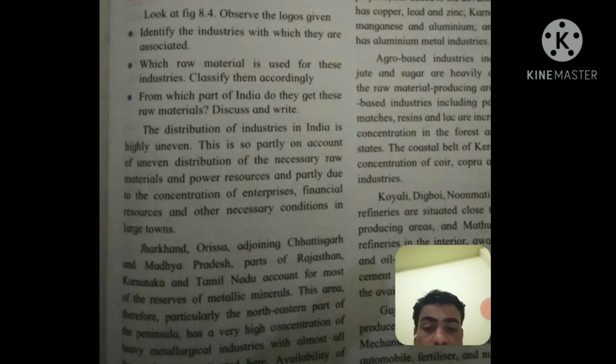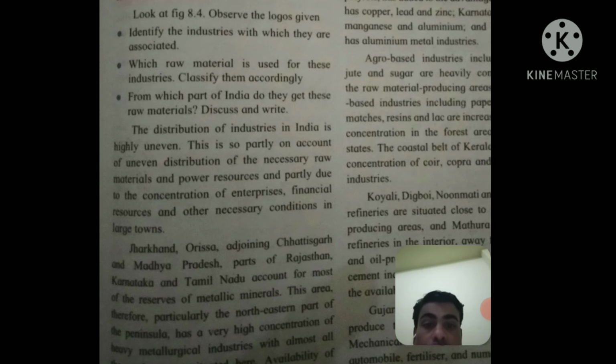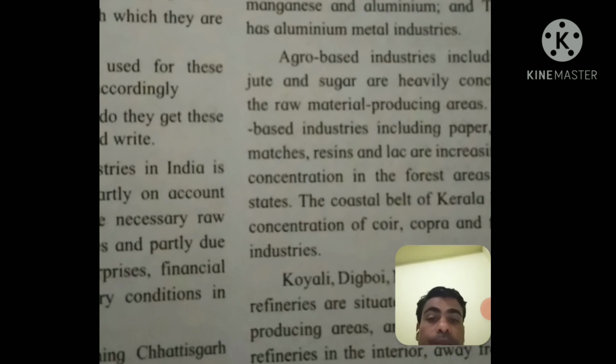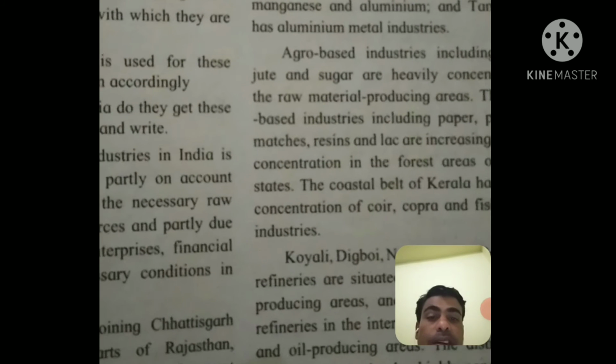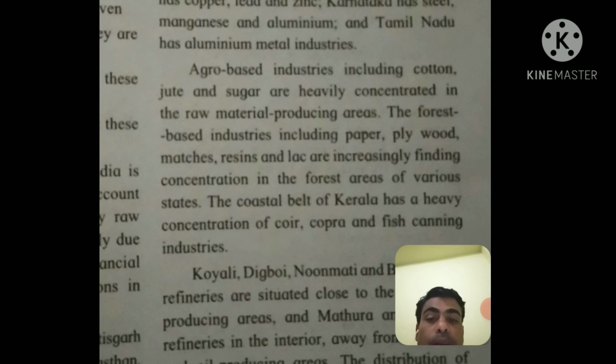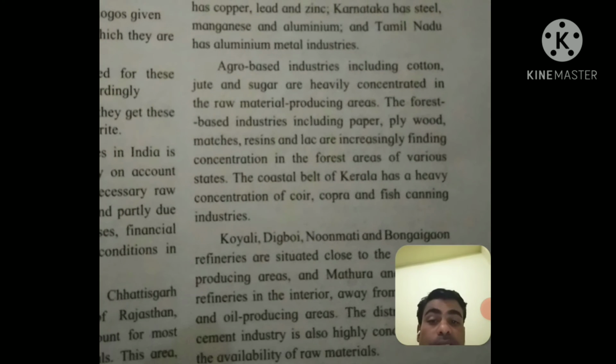Almost all the steel centers are situated here. The availability of large quantities of coal and refractory materials, along with cheap power from the Damodar Valley Corporation and a number of thermal power projects, has added to the advantages. Rajasthan has copper, lead, zinc. Karnataka has steel, manganese and aluminium, and Tamil Nadu has aluminium metal industries.